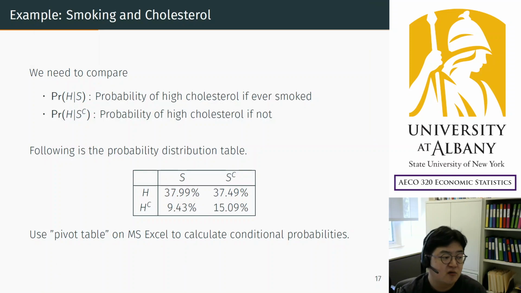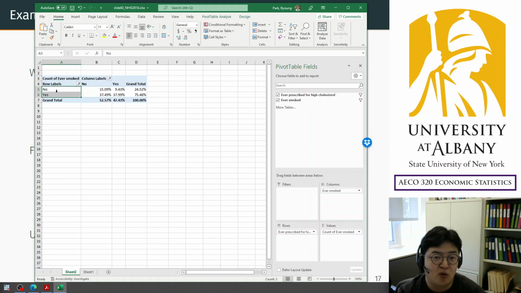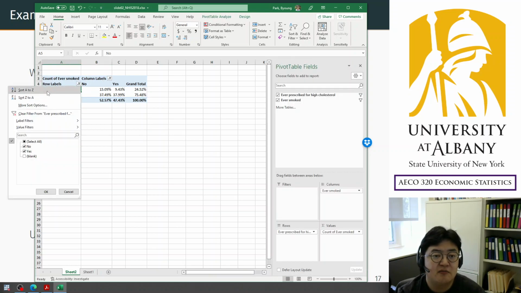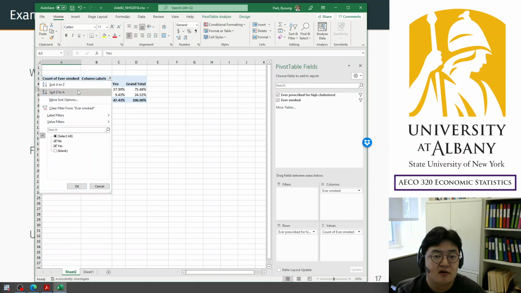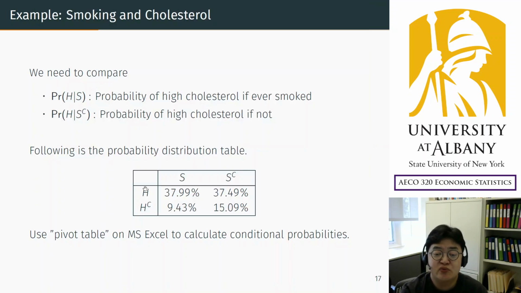So same thing here, right? As you see, the only difference is yes and no. The order has been changed. If you want to flip this, maybe you can sort from Z to A. So yes first and no. And then this is the 2x2 probability distribution table. Now, how can we get a conditional probability, not just the 2x2 joint probability?